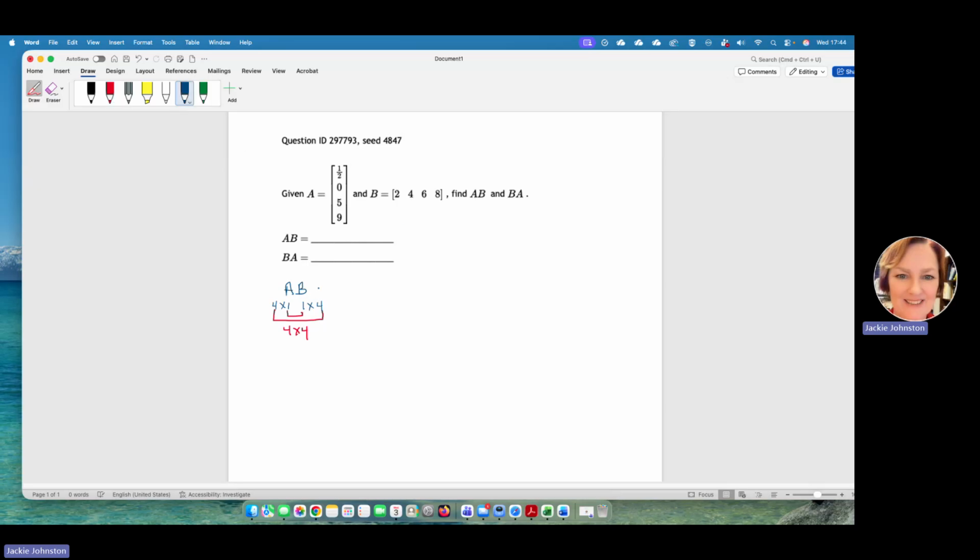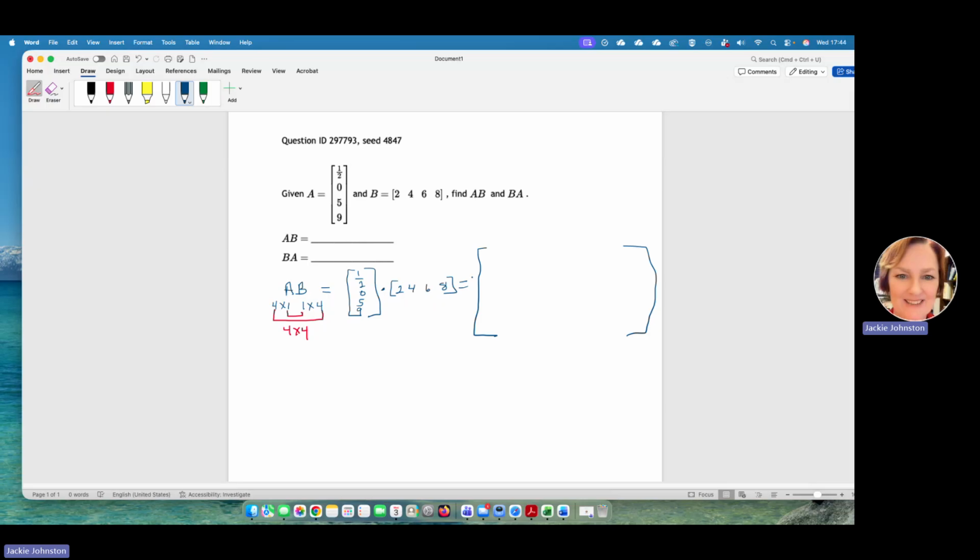So let's go ahead and do that. Let's do our multiplication of these two matrices. So I'm going to go ahead and write, here's my A, which is 1/2, 0, 5, and 9, times the B matrix, which is 2, 4, 6, and 8. And we're going to get a 4 by 4 out of it. And I'm going to make this pretty big because I'm going to write out what we're doing.